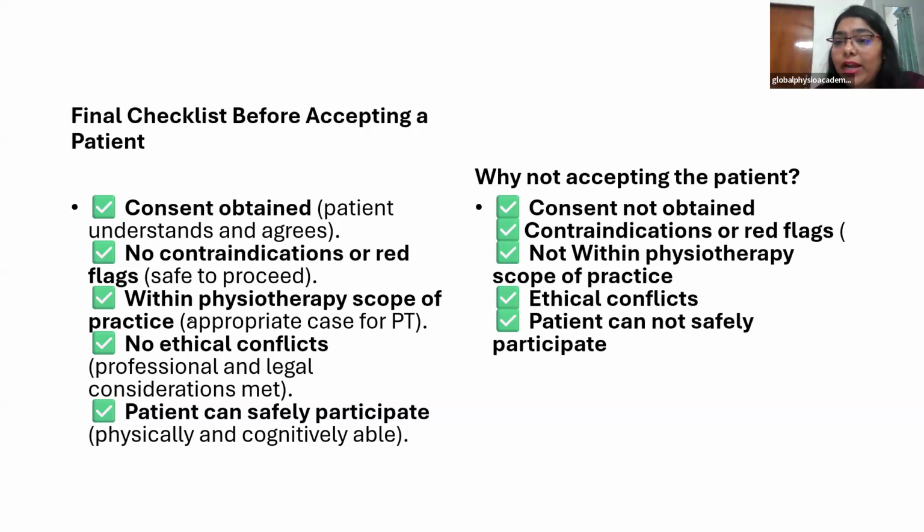So this finalizes my words: okay, I'm going to accept my patient because my patient is cognitively good. He can give the consent if I'm explaining the information. There is no contraindication. There is no red flag. The area of practice, which is the laminectomy post-surgical case, is my scope of practice. I can see no ethical conflict is going to happen, and I can assess and treat my patient safely. That's why I will accept my patient.